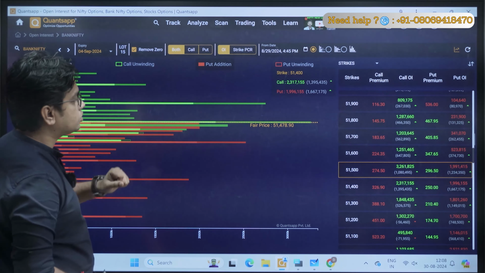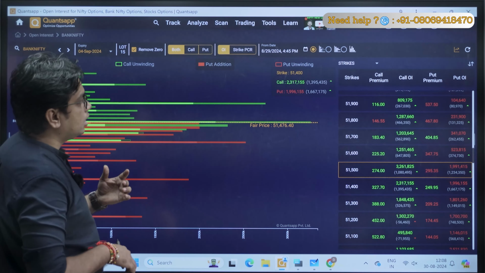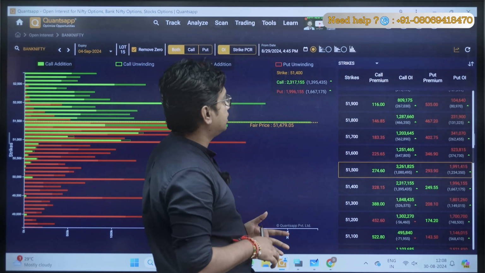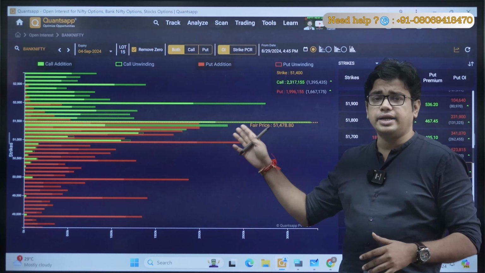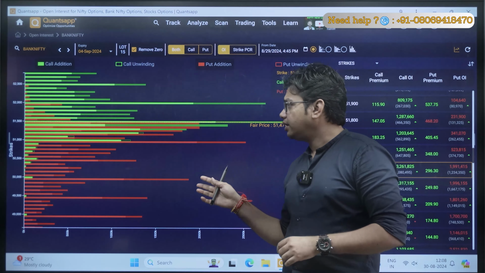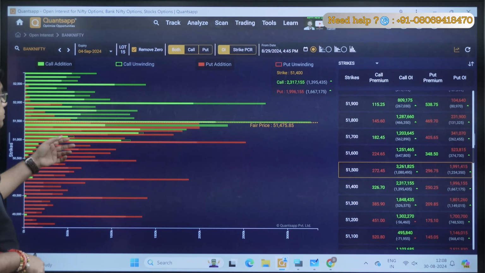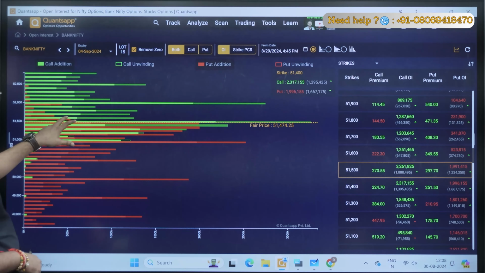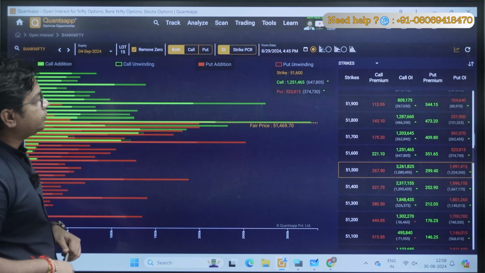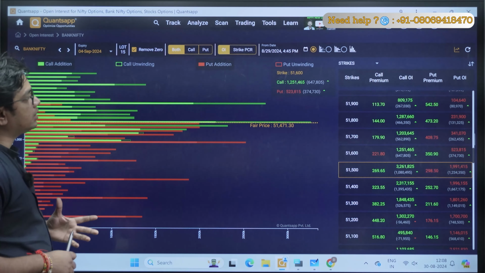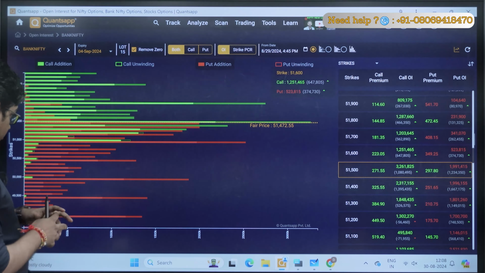Right now it is quoting at 51,400 and call writers are 23 lakh, out of which 14 lakh has been added right now. That means today, or maybe in the recent time, there are new additions. So that means this particular resistance is becoming strong. Now on the above side, 12 lakh writers are there, and 6 lakh 40,000 out of which 6 lakh 40,000 has been added.